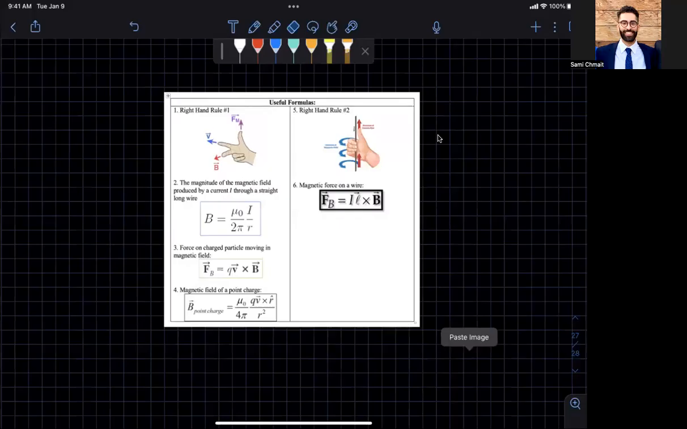All right, guys, congrats on finishing midterm 1. This is worksheet number 6. We're going to be focusing on magnetic force and field.